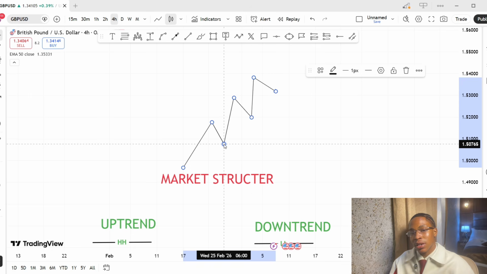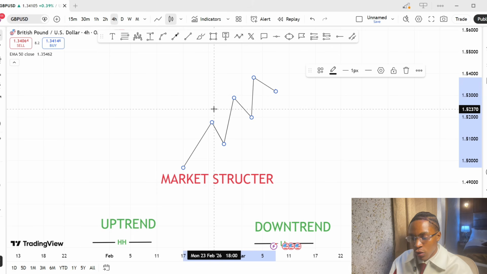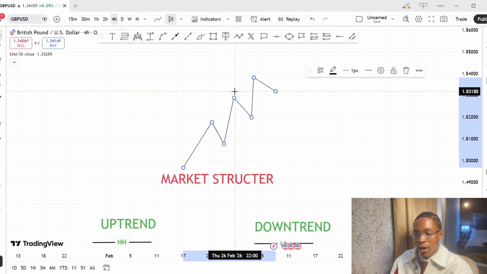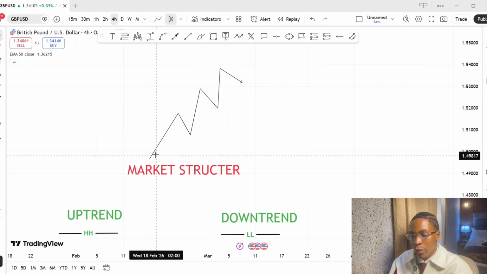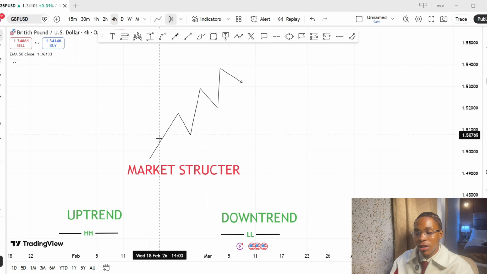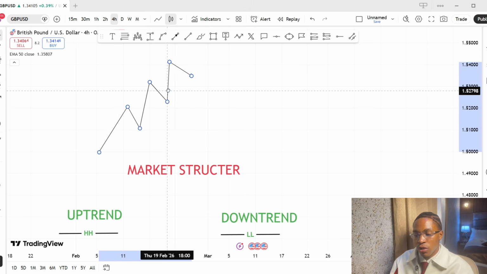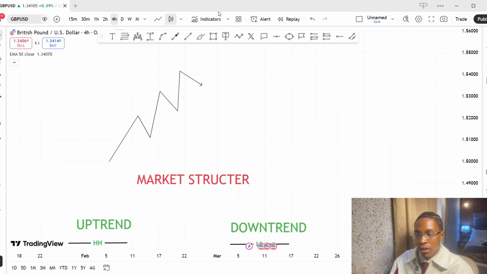The concept is that the market goes higher, pauses, goes higher, pauses. This is like you taking a huge step up, pausing with your two feet, then taking the next step, pausing with your two feet, then taking the next step. That's basically how market structure is, right? So based on what I've drawn, this is going up. This is what we call a bullish trend, a bullish uptrend.